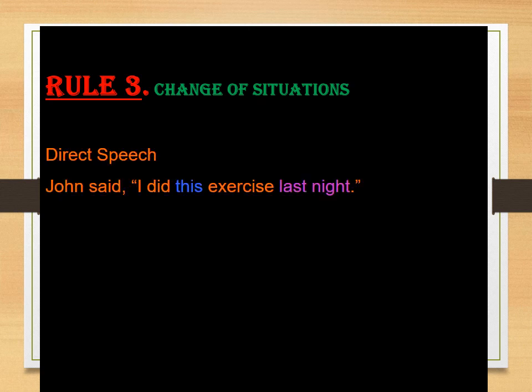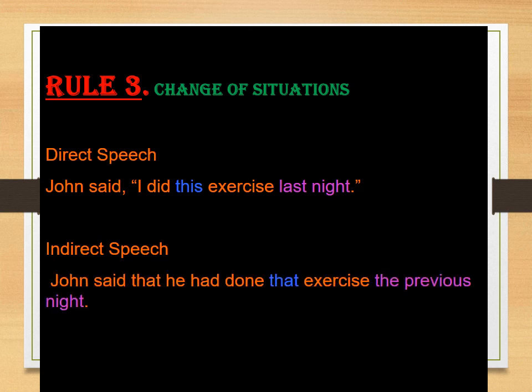In direct speech, if the sentence is, John said, I did this exercise last night. In indirect speech, it will become, John said that he had done that exercise the previous night. I will give you also a list of words which get converted. But here, can you see the changes clearly which I have highlighted? This becomes that. Last night becomes the previous night. And of course, the tense I already told you, did is in past tense, so it becomes past perfect tense, had done.